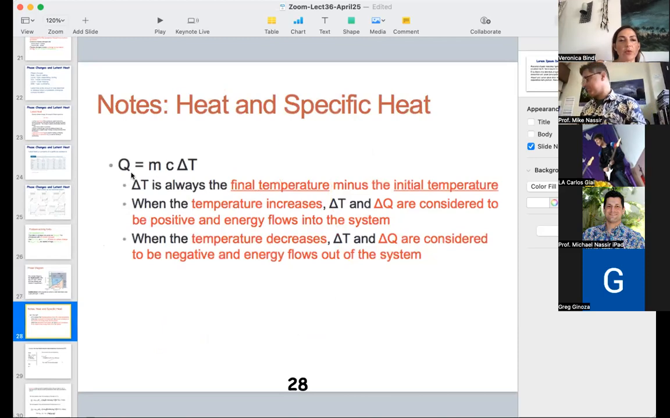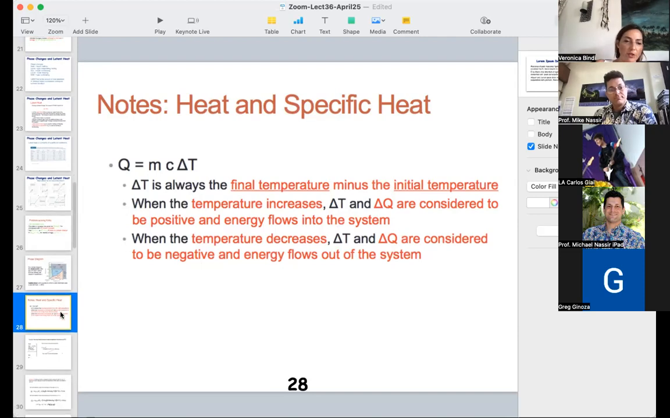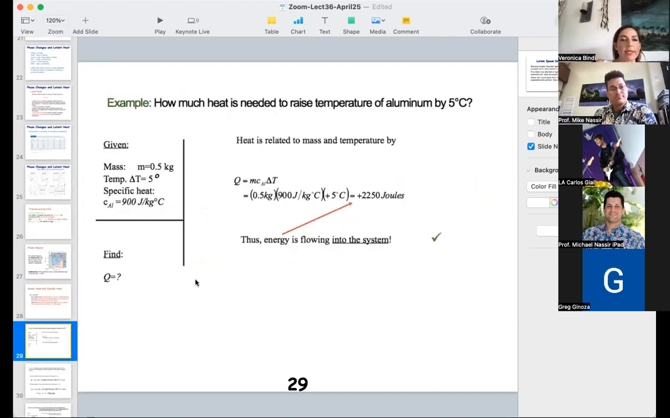Okay, so Q is equal to MC delta T. Delta T is always the final temperature minus the initial temperature. When the temperature increases, delta T and delta Q are considered to be positive and the energy flows into the system. When the temperature decreases, delta T and delta Q are considered to be negative and the energy flows out of the system. This is the convention that we use. So let's see an example.